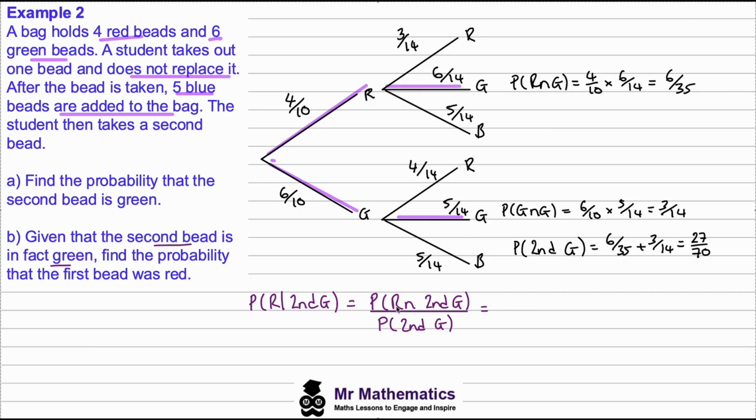Well, red and second one being green is the red and this one. And we've worked this out as 6/35. And then divided by the probability of the second one being green, which is what we have here. So 27/70. When we work this out, we get 4/9. Okay?